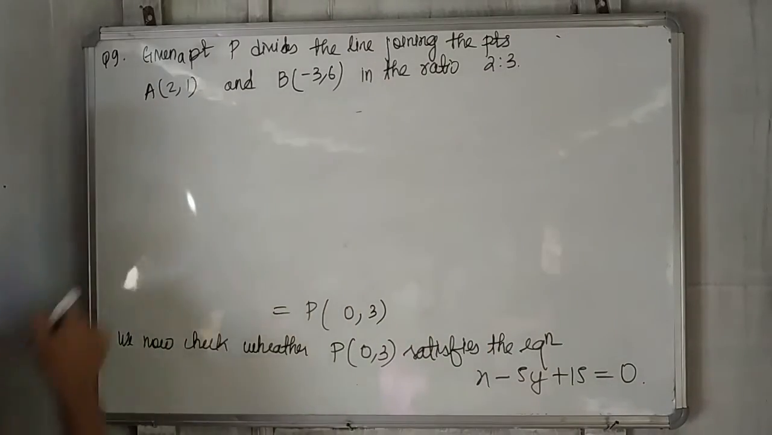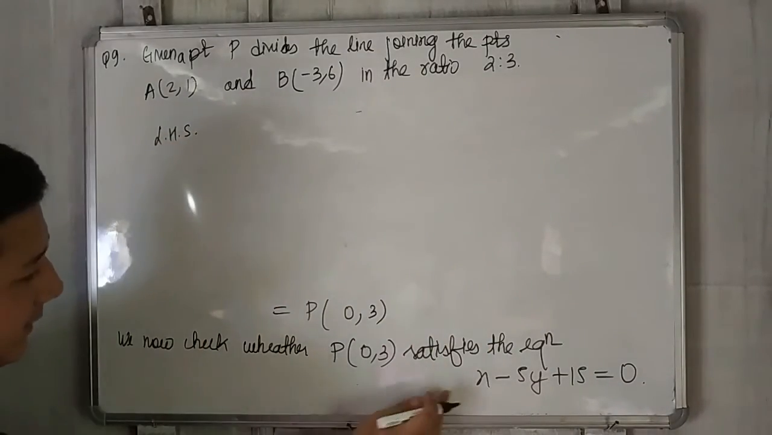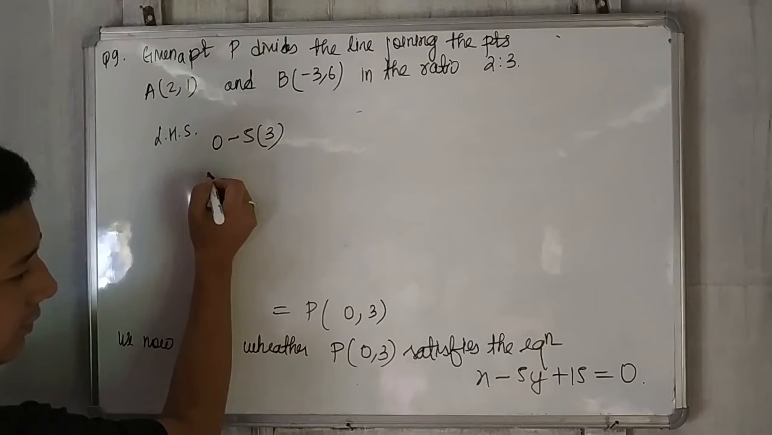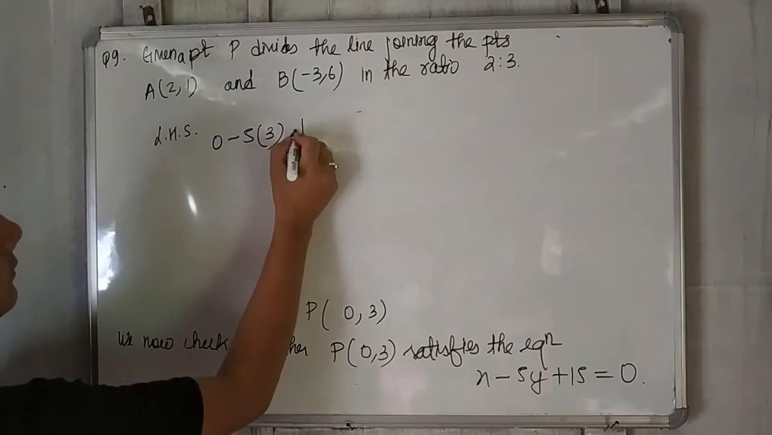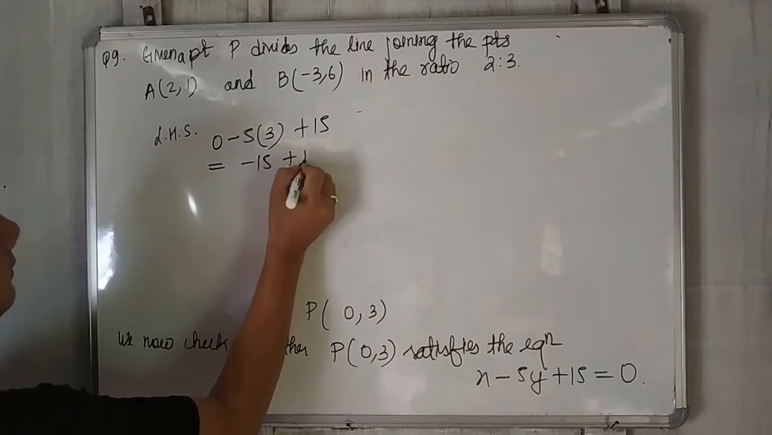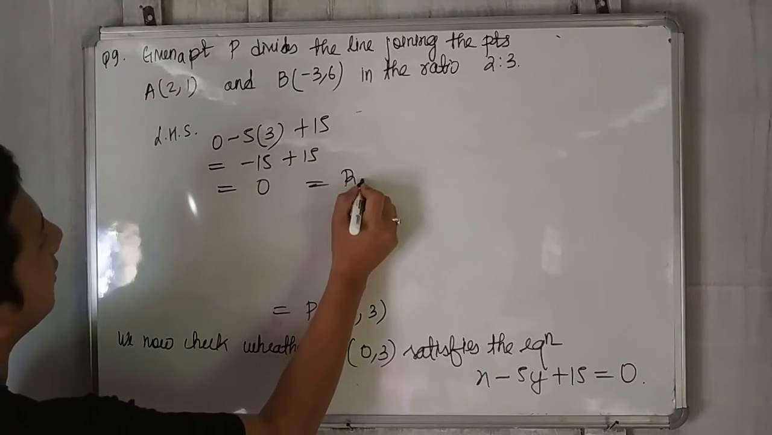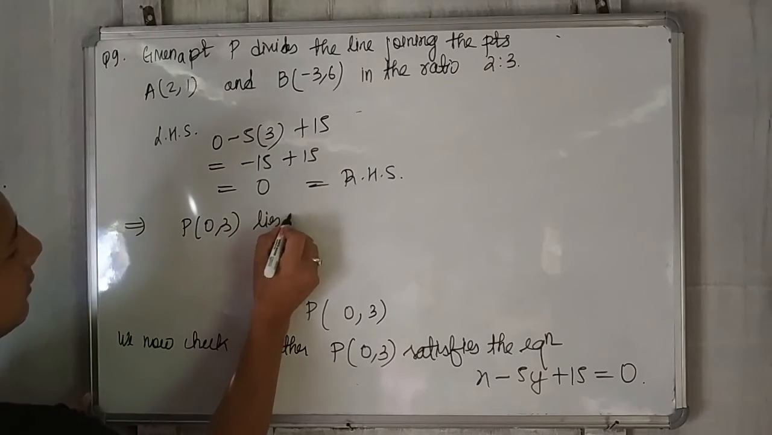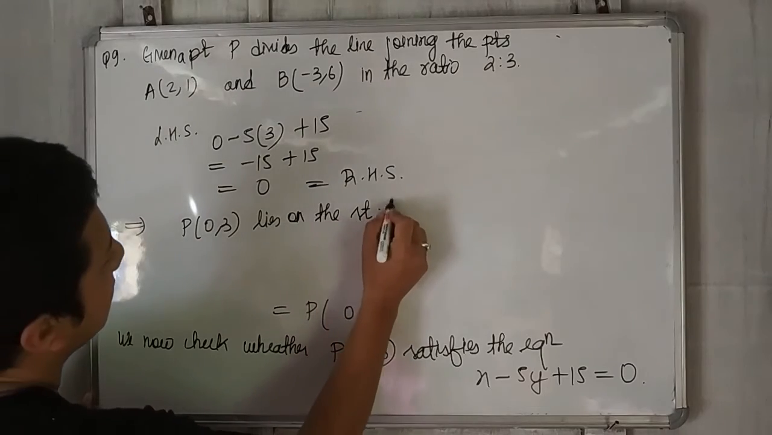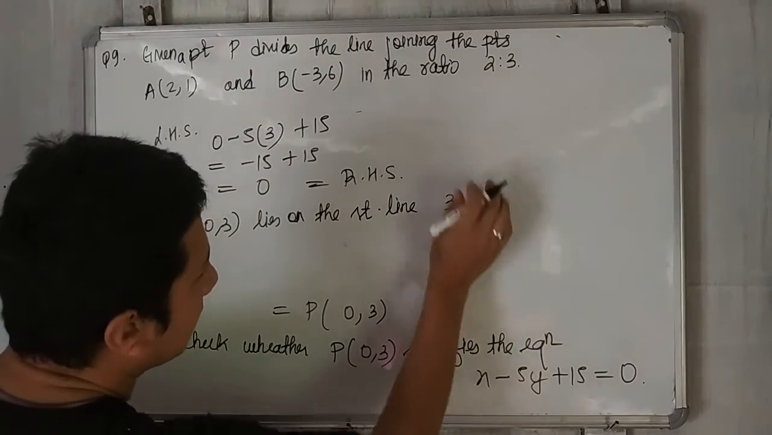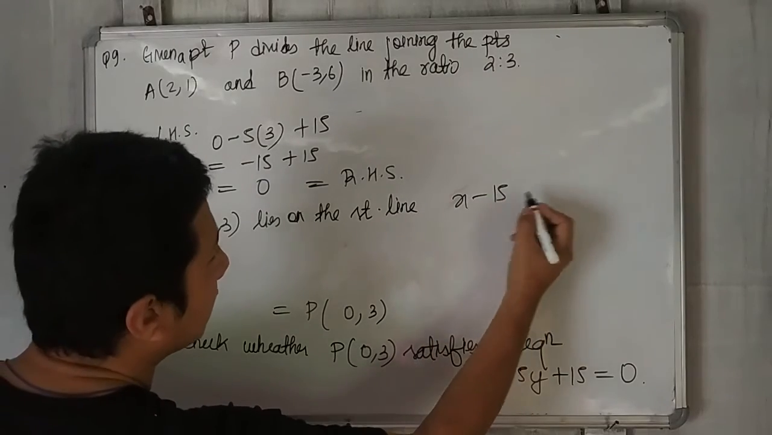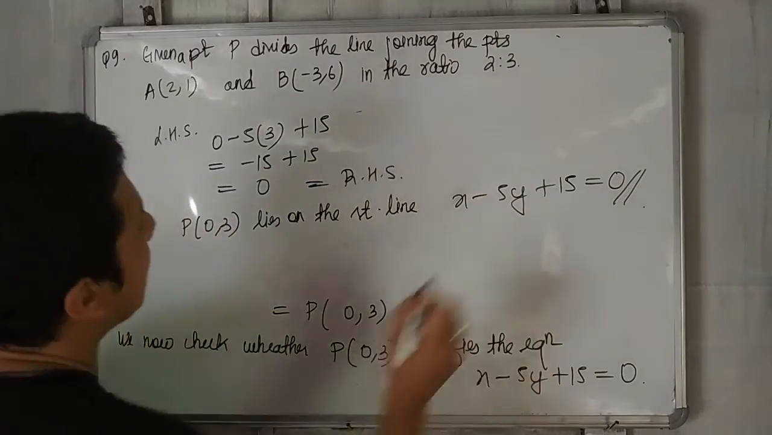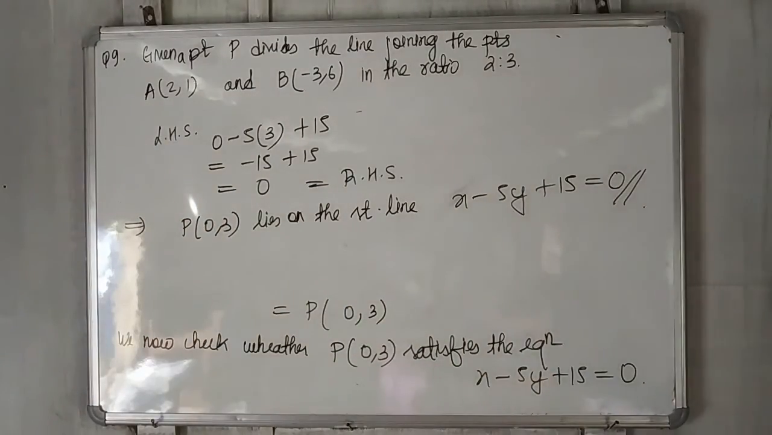So the left hand side of the straight line is x, so x is 0, minus 5 into 3, 5 into 3, right? Minus 15 plus 15, which is equal to 0, which is our right hand side. So what does it imply? It implies that P 0, 3 lies on the straight line x minus 5y plus 15 equals 0. It lies on the straight line. So pause the video, note it down again.